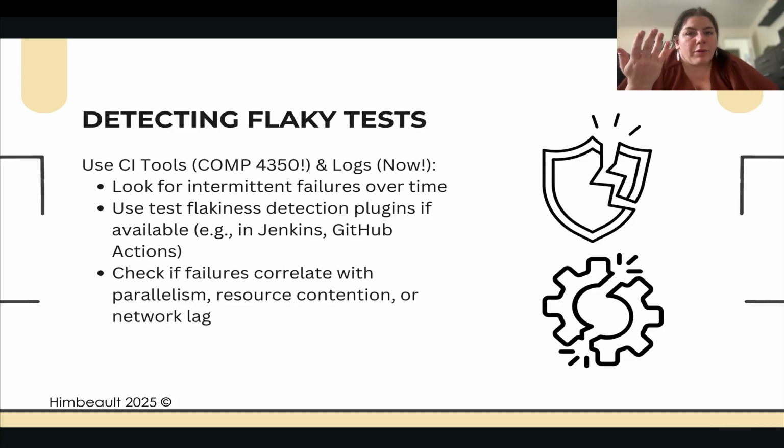So like I said, in 4350, we'll see more of this, talking about using these continuous integration tools to help us find these flaky tests. But for right now, we do have access to logs, right? We can look for intermittent failures over time. We can use test flakiness detection plugins because they do exist in some places. A lot of those are continuous integration focused, but that doesn't mean we can't look into them and learn about them. And we can also check to see if failures correlate with things like network lag, right? So delays, resource contention, race conditions, or parallelism, so synchronicity issues.